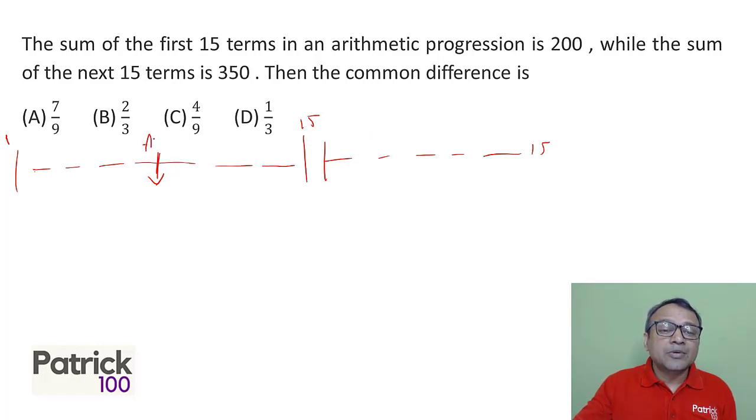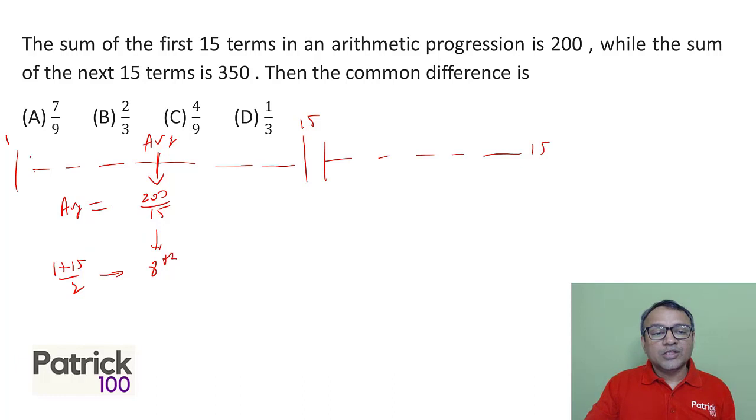Average is the middle term, and the middle term will be 200 upon 15. Average, right? Sum upon n. Average will be 200 upon 15, and the middle term is the 8th term. How do you get the 8th term? 1 plus 15 upon 2, which is the 8th term. First plus last term divided by 2 is the middle term.